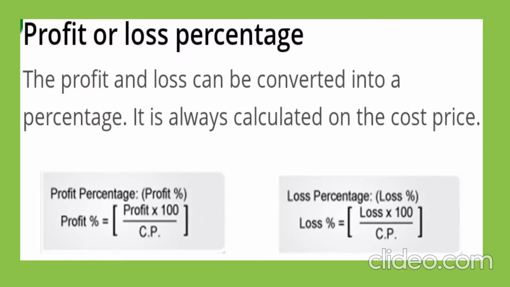Now let us learn about profit or loss percentage. The profit and loss can be converted into percentage. It is always calculated on the cost price. Well, profit percentage is equal to profit into 100 upon cost price, whereas loss percentage is equal to loss into 100 upon cost price.